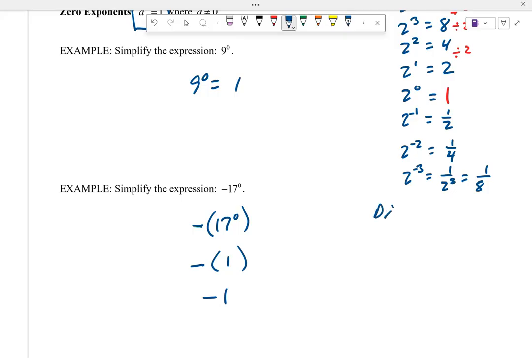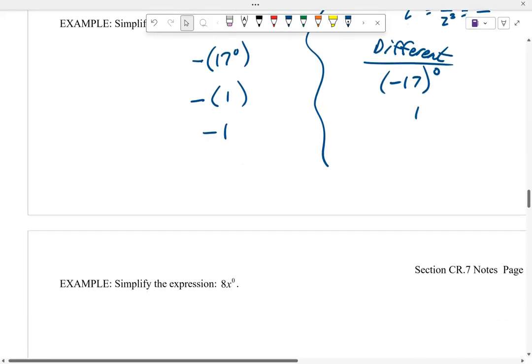This is different. Let me go ahead and write this. This would be different if I had negative 17 to the 0. Now that is just 1. That's different. You see the difference between the two? Got that negative out front of that. So you got to do that exponent first. You got to do the 17 to the 0 first, which is 1. Then you apply the negative out front. So be careful on that.